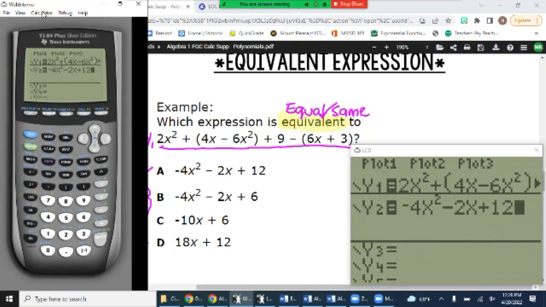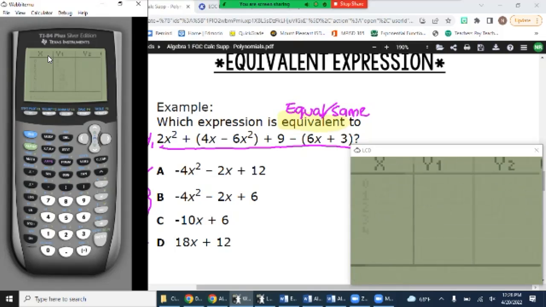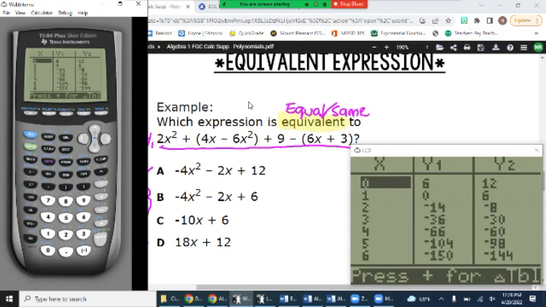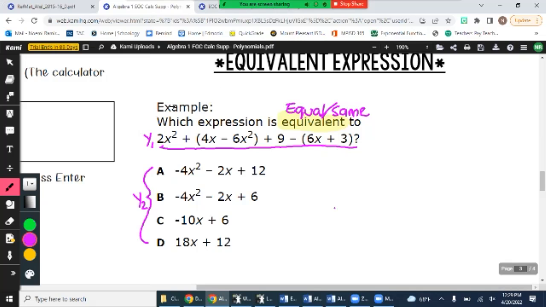All right, from there, step 3 says press second graph. We're going to go to the table. So second graph. And you're trying to check to see if the last 2 columns match. Even though there's a 6 here and a 6 down here, that's not a match. It has to be 6, 6, 0, 0, negative 14, negative 14. So A is not our answer.